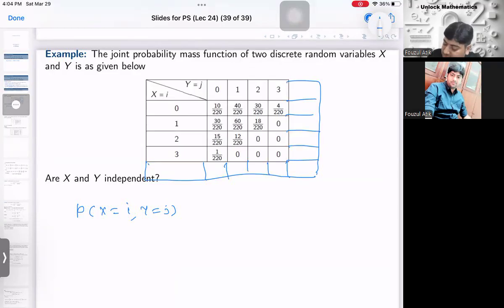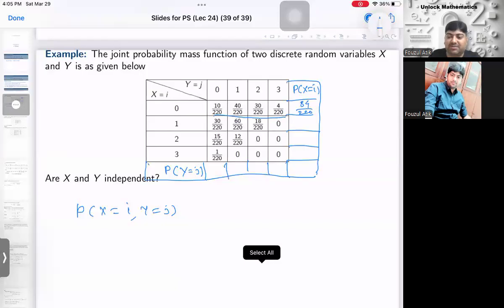And in this case, p of x is equal to i, and this will give p of y equal to j. So that means x is equal to 0. If you just do the sum over this row, we'll get p of x is equal to 0. So what is that value? If I do the sum, it is 84 by 220.